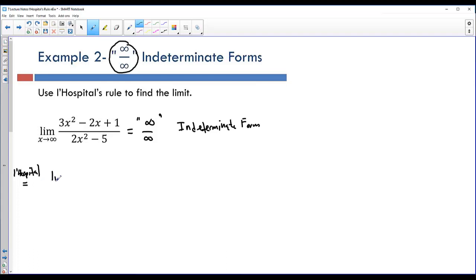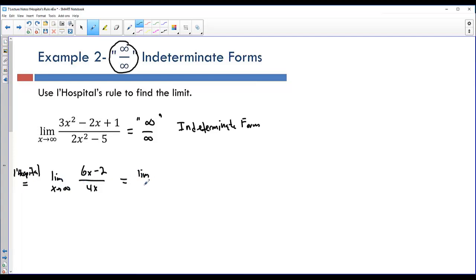it'll be equal to the limit as x goes to infinity of, take the derivative of the top, so 6x minus 2 divided by 4x. Now notice, so you did the derivative of the top divided by the derivative of the bottom, but notice if you plug in infinity again, you get out infinity over infinity, which is another indeterminate form that you can L'Hopital. So we still don't know what the limit is using this rule, but we can just L'Hopital it again. So I'll L'Hopital it again.